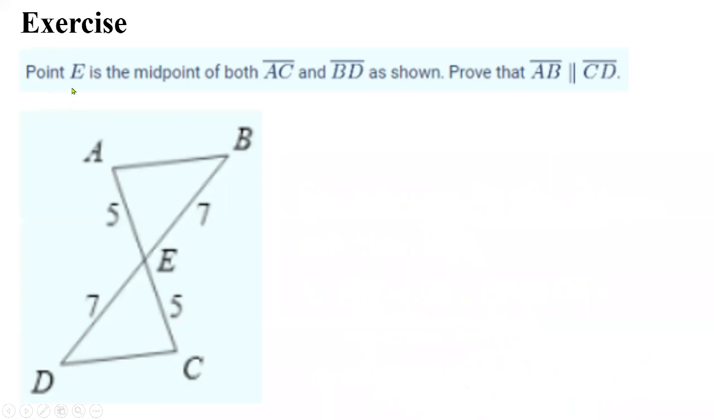So we are given a diagram below. Point E is the midpoint of both segment AC and segment BD, as shown. Then prove that segment AB is parallel to segment CD. Okay, I'll give you a hint. We have already learned that to prove two lines or two segments are parallel, we can prove that the alternate interior angles are equal, right? Or you can prove that same side interior angles are supplementary. Or you can prove that the corresponding angles are equal, right? You can use any of the four judgment theorems to determine if two lines or two segments are parallel. Okay, I'll give you 1 minute.